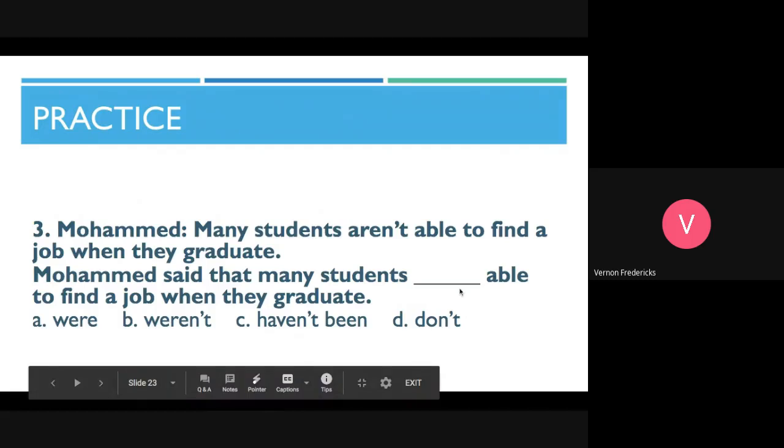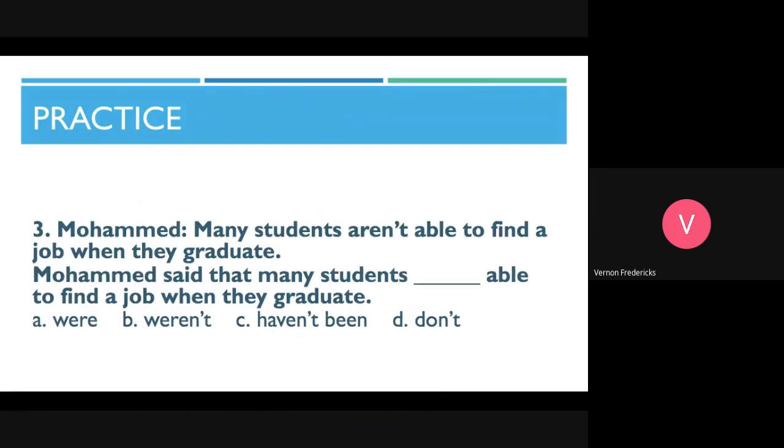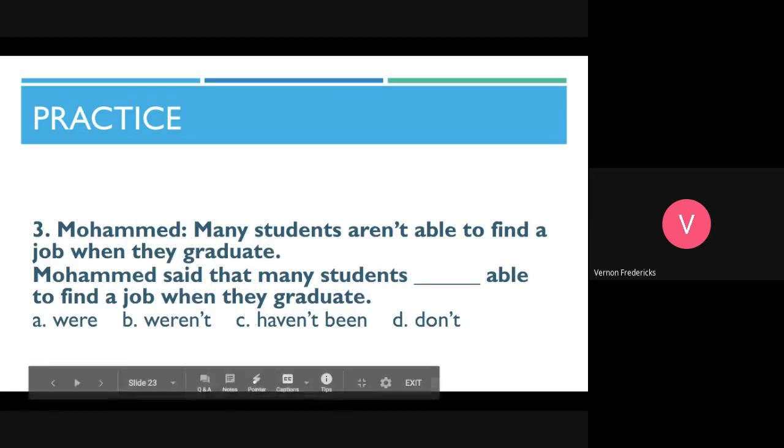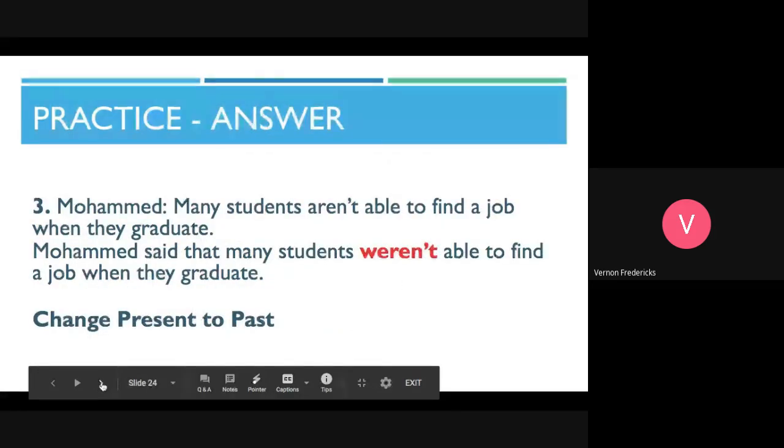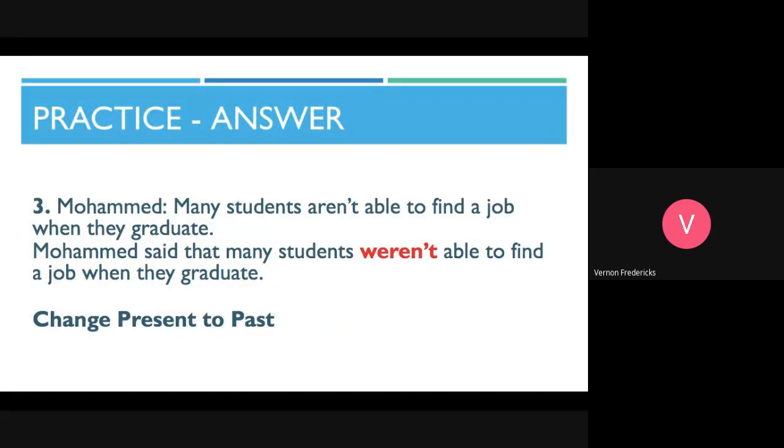Muhammad: Many students aren't able to find a job when they graduate. Muhammad said that many students, space, able to find a job when they graduate. So what's my verb there? Okay, so it's negative, yeah? What's the correct answer? Is it A, B, C, or D? The correct answer is B. Change present into past. Aren't to weren't.